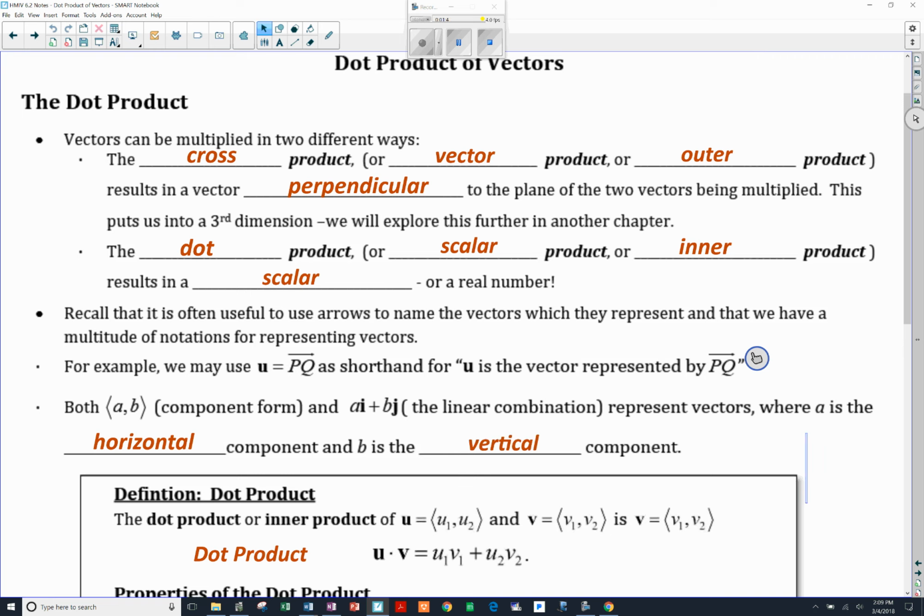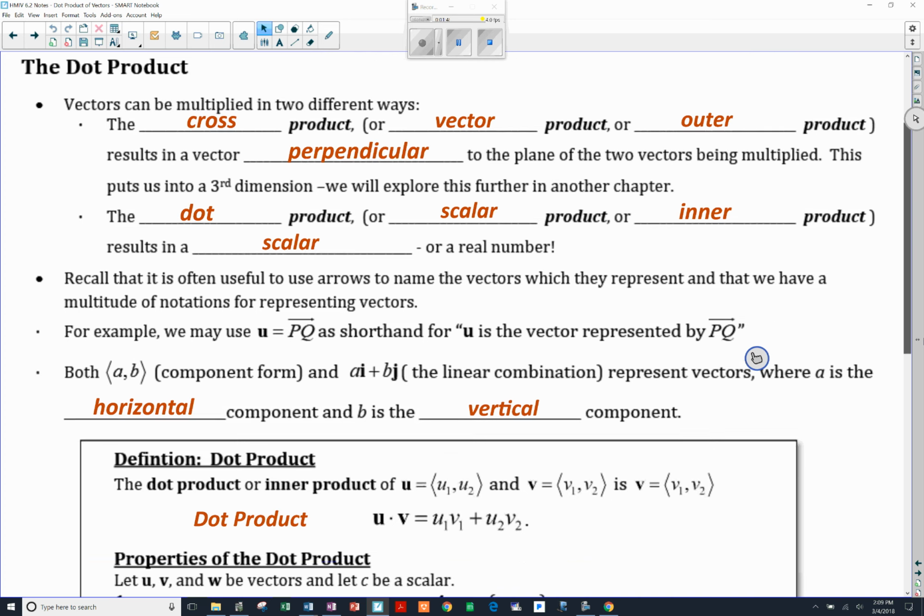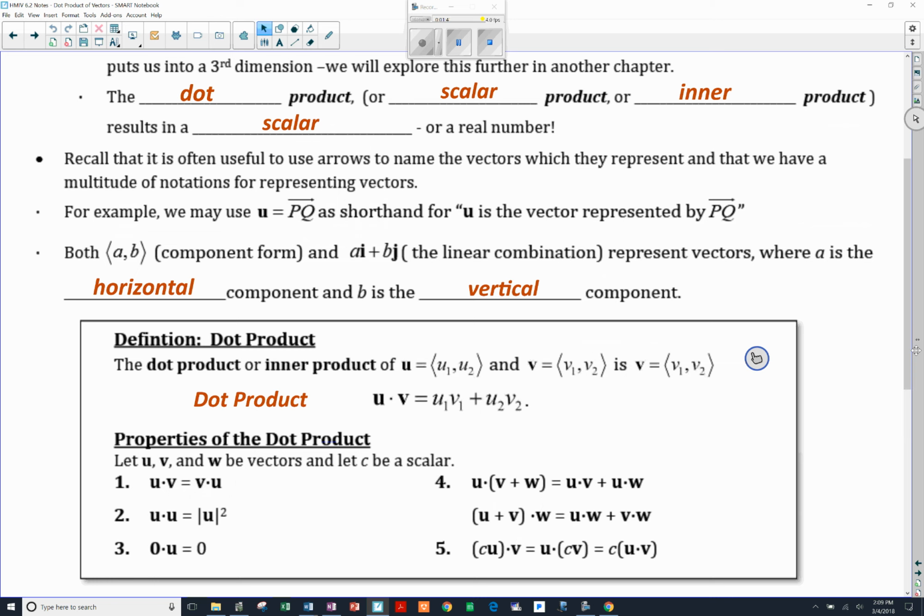All right, here's the definition of the dot product. The dot product is simply found by multiplying the two horizontal components together. So if you have vector u and vector v, we'd be multiplying the two a values together, and then we would add that to the product of the two vertical components, so in this case u2 and v2. So we'd find the product of the horizontal, the product of the vertical, and we would sum them together.